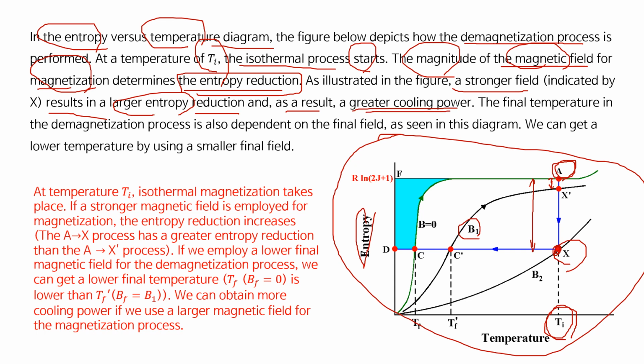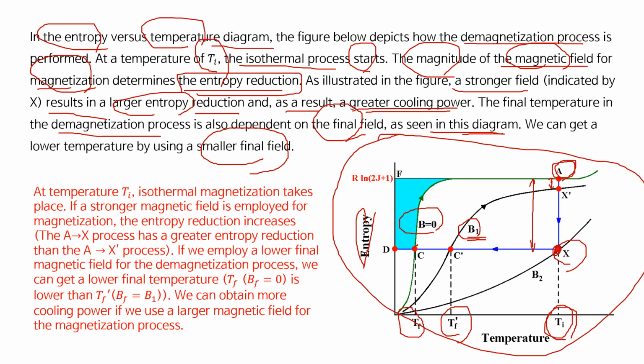The final temperature in the demagnetization process is also dependent on the final field. You see in this diagram, we can get a lower temperature by using a smaller final field. So if we use a smaller magnetic field, B equals 0, for example, we have a low final temperature. If we use final field B1, then we have a little higher temperature.